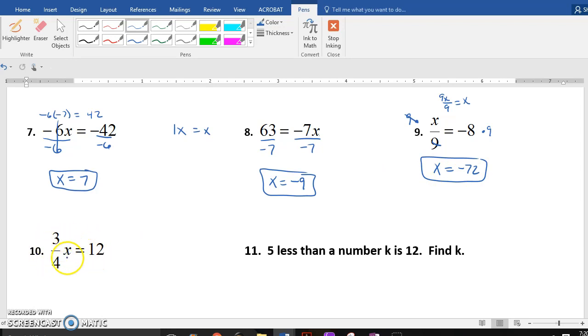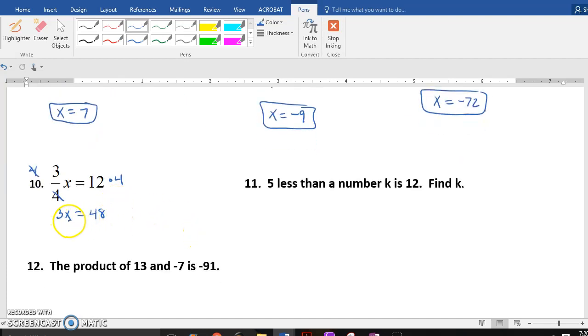Now, number 10 is a little different. All right. We could divide both sides by 3/4, but dividing by 3/4 is a little complicated. So these type of problems, I make a two-step problem. The first thing I do is I always multiply by the denominator because that'll cancel out the 4's. So now I don't have a fraction. So I have 3x left. Equals, multiply the right side by 4, 12 times 4 is 48. Now, how do I get rid of 3? 3 is linked to x by multiplication, so I get rid of it by dividing, and x is equal to 16.